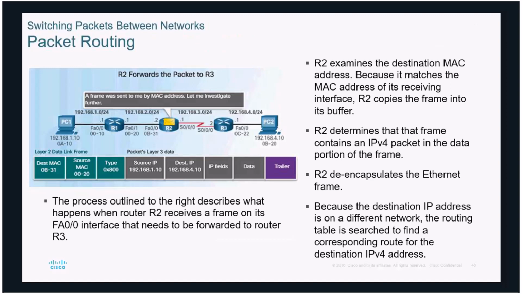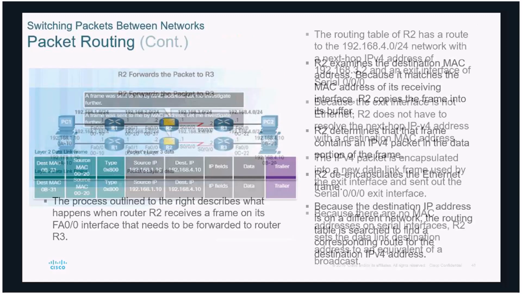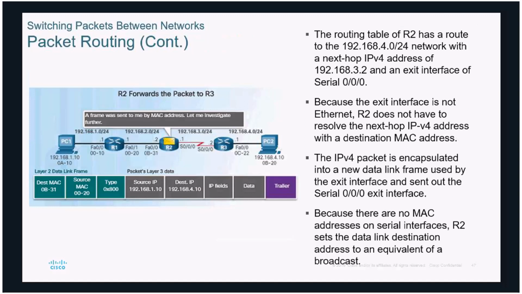Again, this is all local information. R2 determines the frame contains an IP packet in the data portion. It de-encapsulates it, notices it's on a different network again, and searches its routing table to find that 4 network. It's investigating it, and it finds it has a route. So the 3 network has a route to 4 via a certain exit interface, which is serial. It's encapsulated again and sent out of the serial interface.